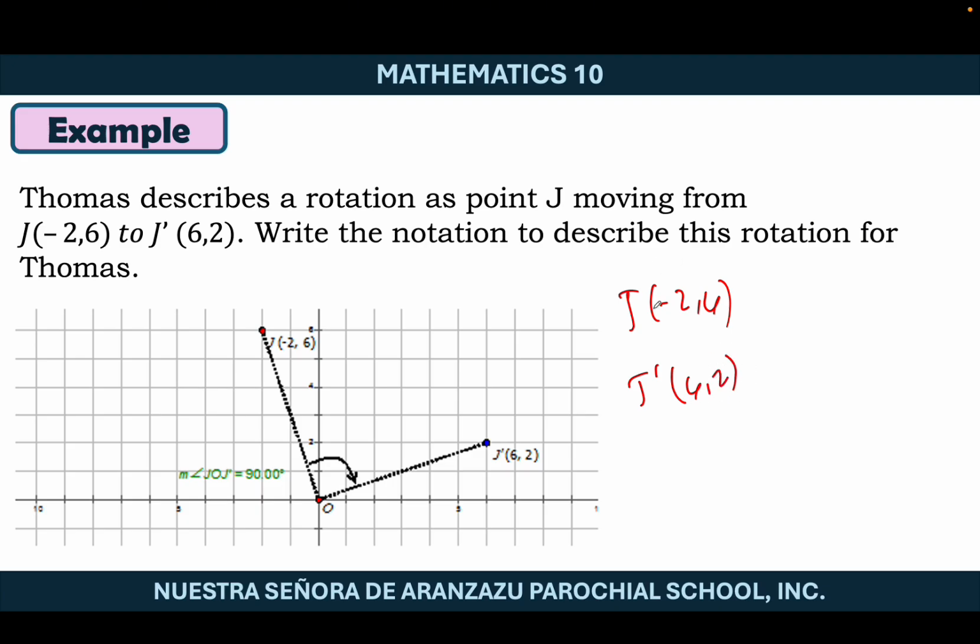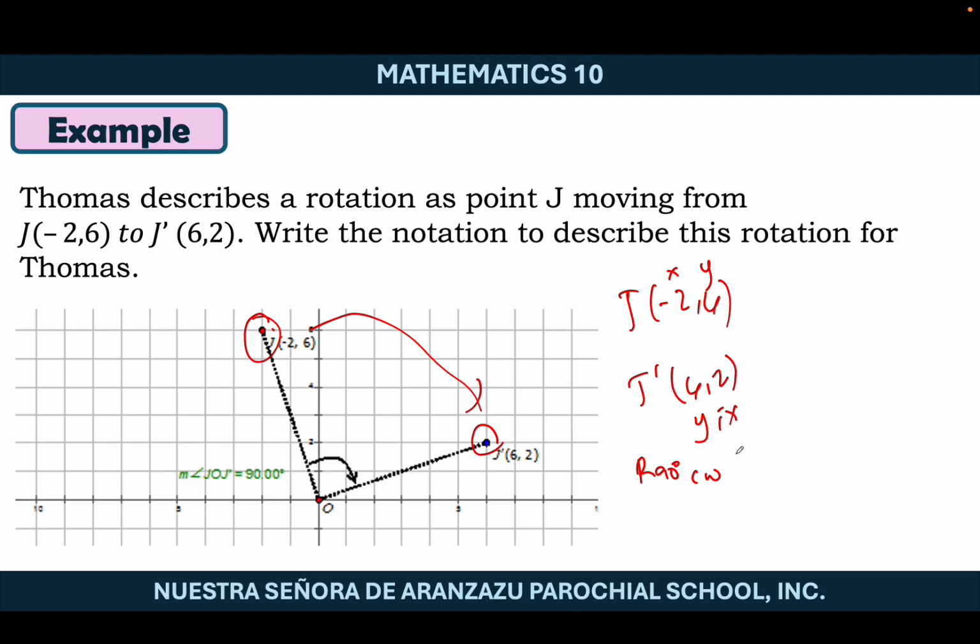So, we're going to label this one as x and y. And this one, i-observe natin kung nag-switch ba ng position. So, nag-switch. So, it becomes y, x. Then, i-observe, alin yung nagpalit ng sign? Yung ating x. So, this is the original point and this is the rotated point. So, it can be rotated 90 degrees and ang direction niya clockwise.